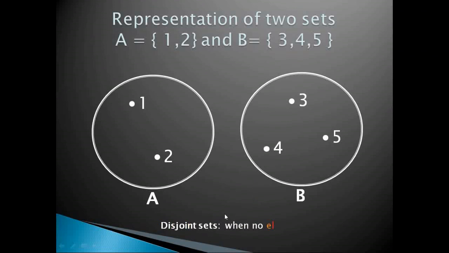Okay, so disjoint sets, we can say when no element is common between the two sets, they are said to be disjoint sets. So if they ask you to prove or verify whether two sets are disjoint or not, you may use this diagram to represent that they are disjoint sets.